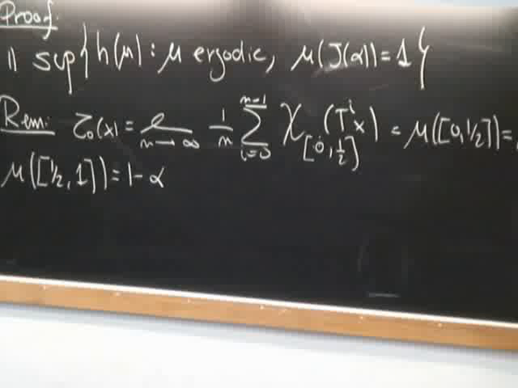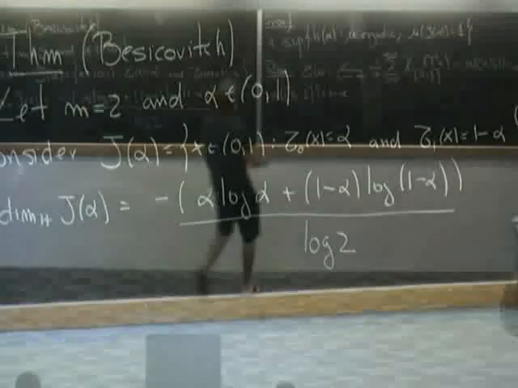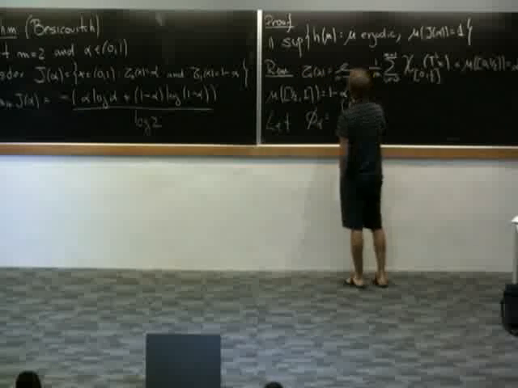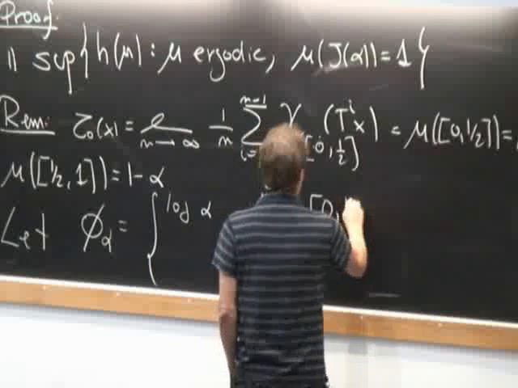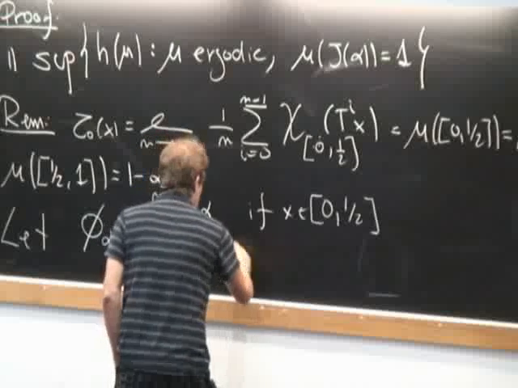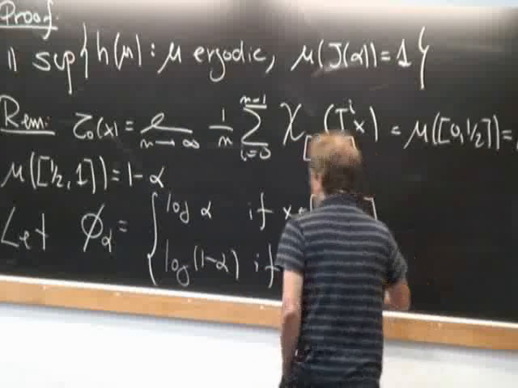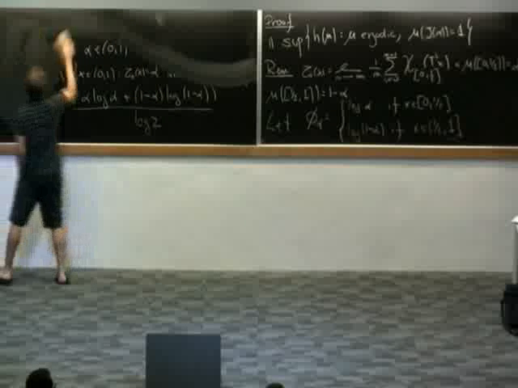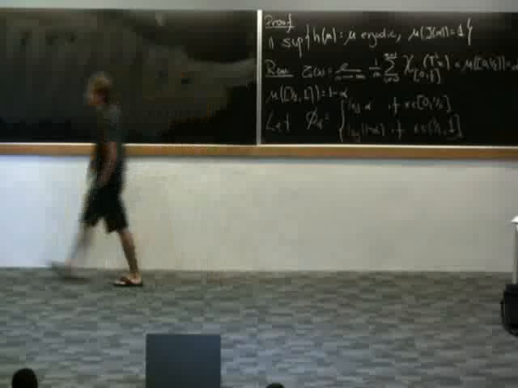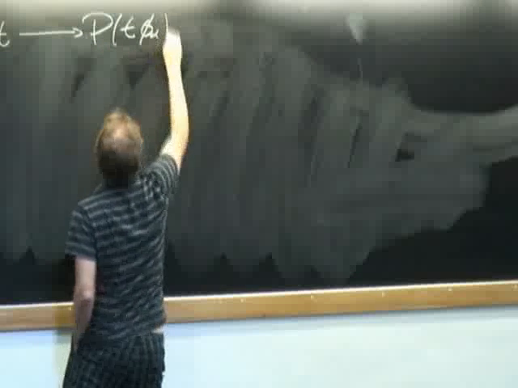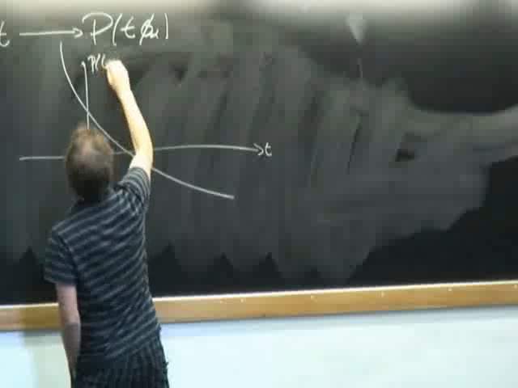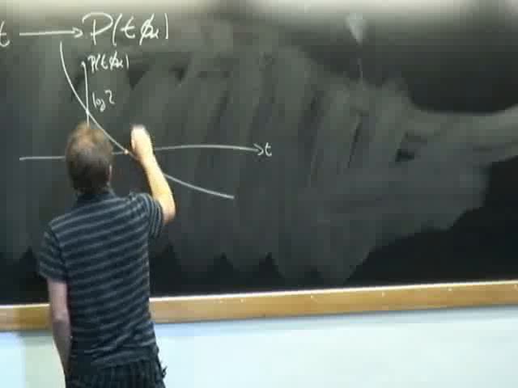Okay? So the strategy we proposed in order to compute this number was to consider the following potential. It was defined to be log of alpha if x was in the first cylinder, and log of 1 minus alpha if x was in the other cylinder. So what we did last time was to compute the pressure function of that potential there. We studied this real function, and we actually explicitly computed it, that it looks like this. Here passing through log 2, and here passing through 1.